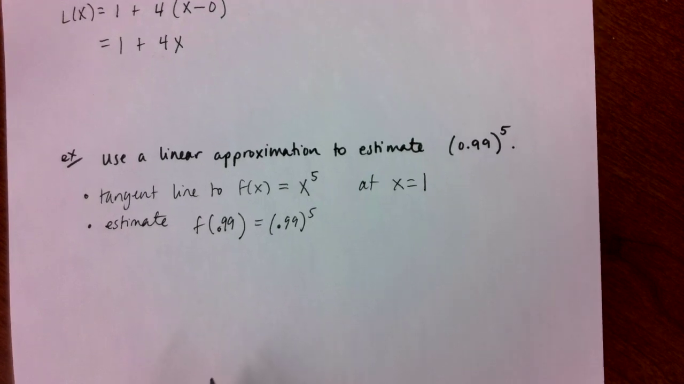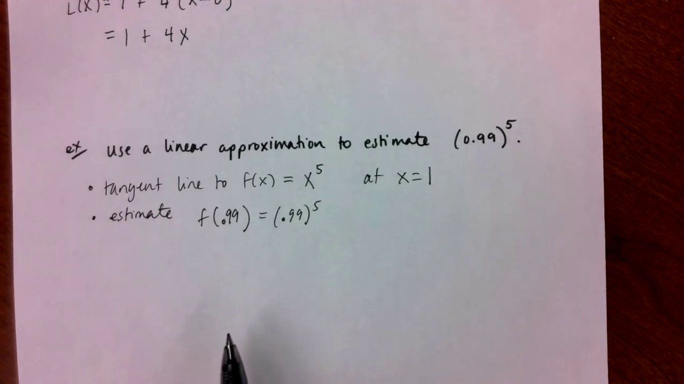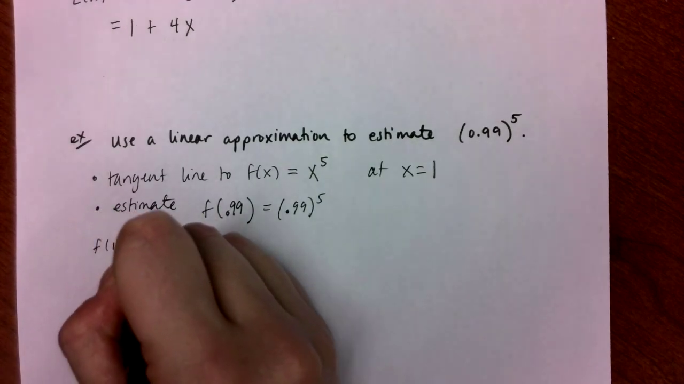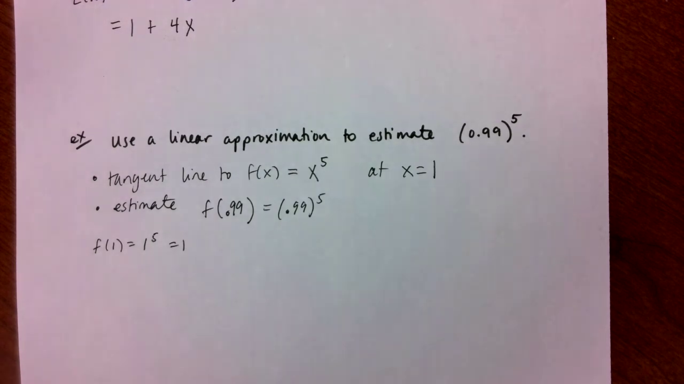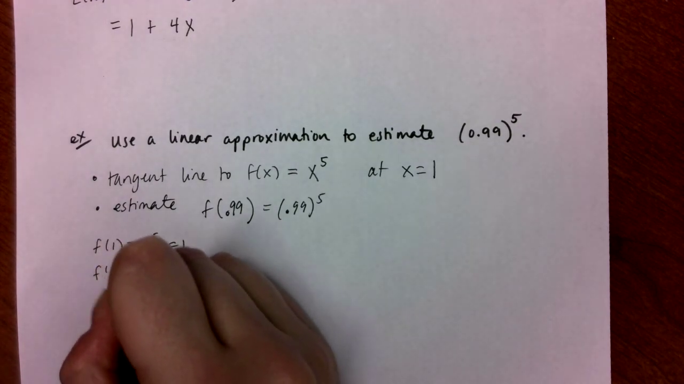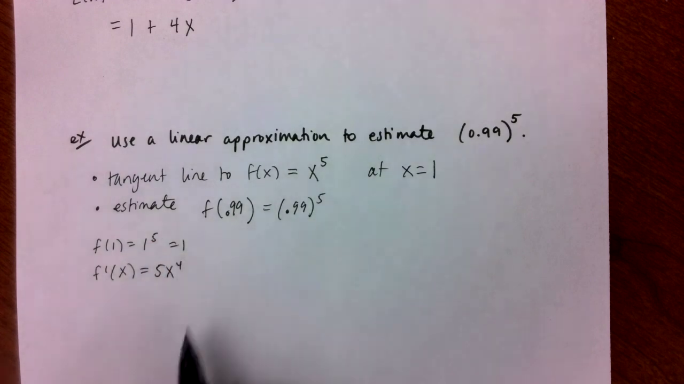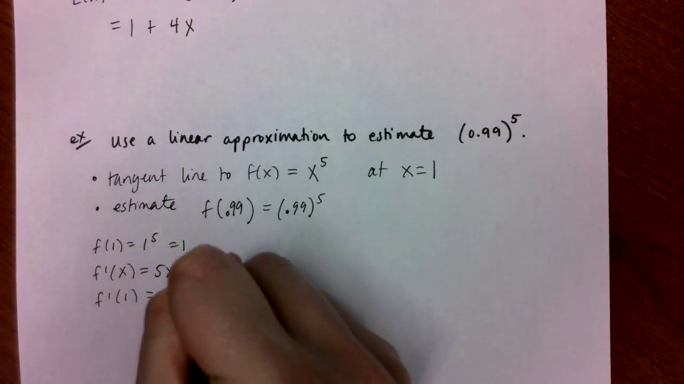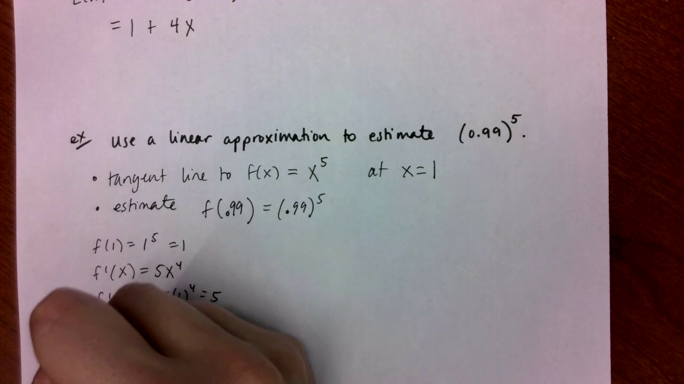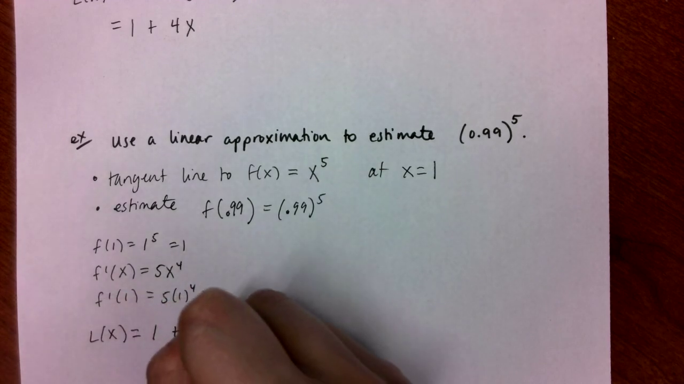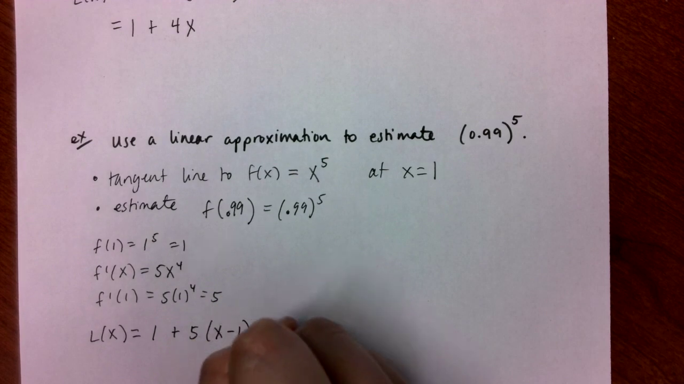Okay, so once I have this all established, I'll tackle this very similar to the one above. I'll need f of 1, which is 1. I'll need the derivative of the function, that's 5x to the 4th. Remember, my f of x is this x to the 5th. So f prime of 1 is 5 times 1 to the 4th, is 5. That makes our tangent line y value plus derivative times x minus x value.